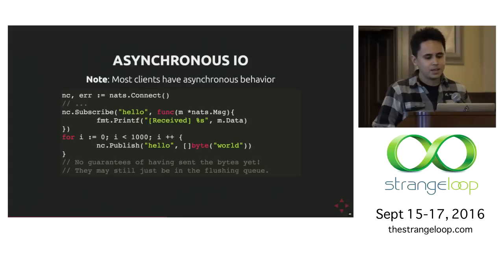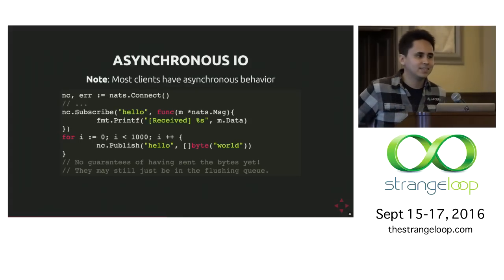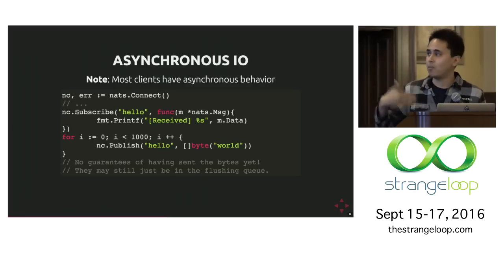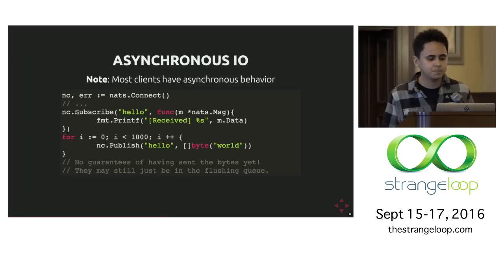Something important to note about the clients is that they're mostly asynchronous. They do asynchronous I/O. Here is an example from the Go client where you're interested in the hello subject, and we're sending 1,000 messages. But at this point in the code, there is no guarantee of having actually sent these bytes. So we have to do an extra step if we're interested in ensuring that we have actually sent this.